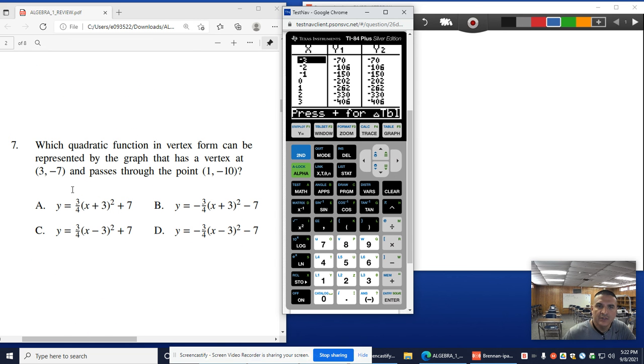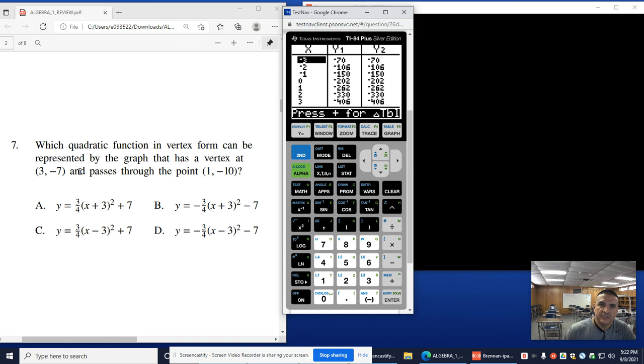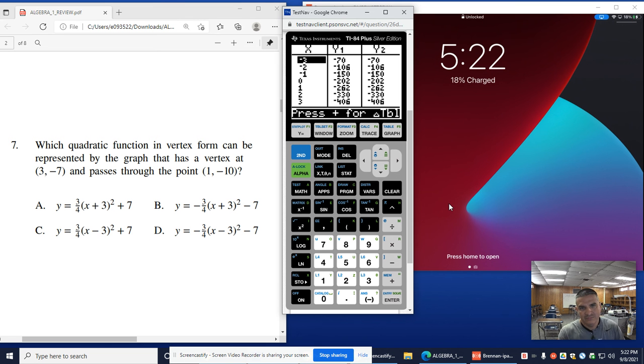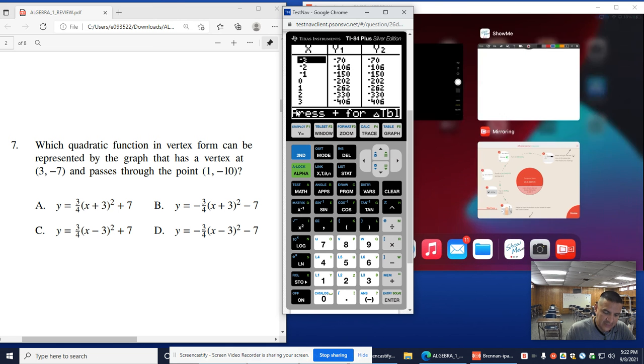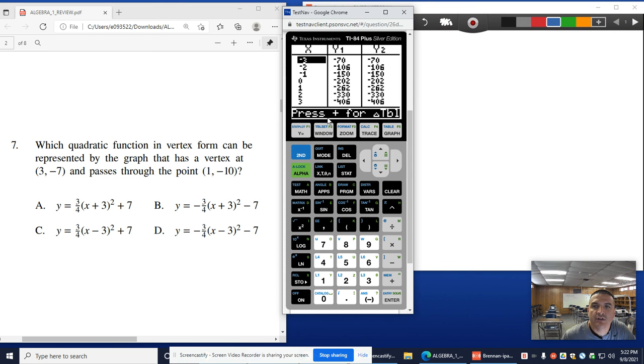Okay, 7. Which quadratic function in vertex form can be represented by the graph that has the vertex at there and passes through this point? So again, if you know about vertex form, if you have those memorized, which we should, you should have learned that in algebra, but right now we're working on how we are going to take this test and do really well and make sure you're right. Because even if I know, I may want to make sure. So I need it to pass through 3, -7.